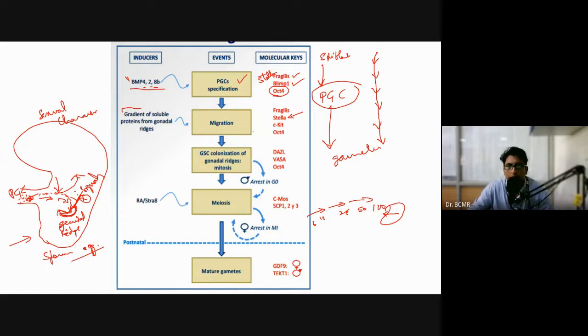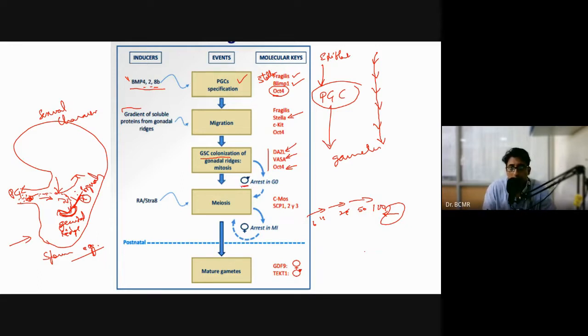Okay, so the migration happens, and then once they reach the genital ridge, they will colonize. That means they will undergo several rounds of mitosis, so that the whole genital ridge is filled up with these gamete precursors. And during that time, they will have expression of these molecular markers. These levels are increased within the cells, and now they colonize the ridge, and they will undergo arrest.